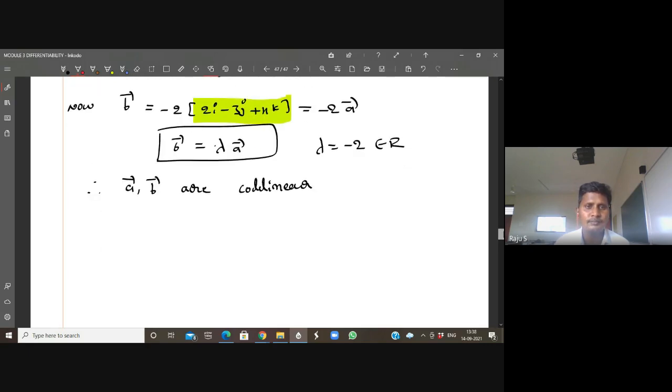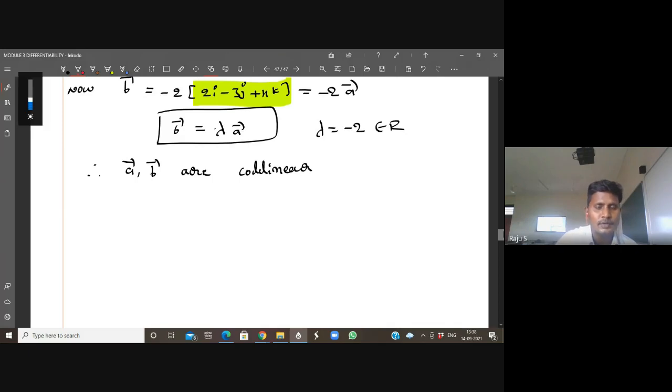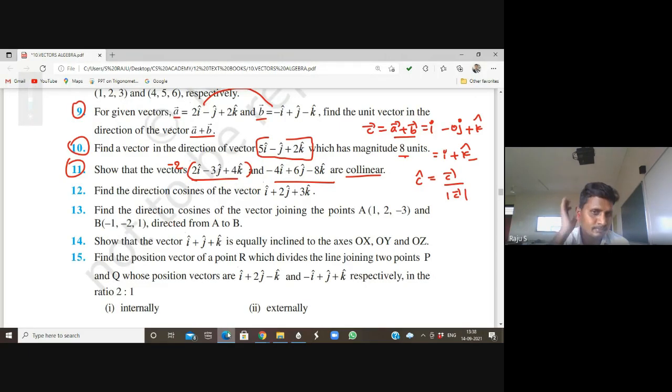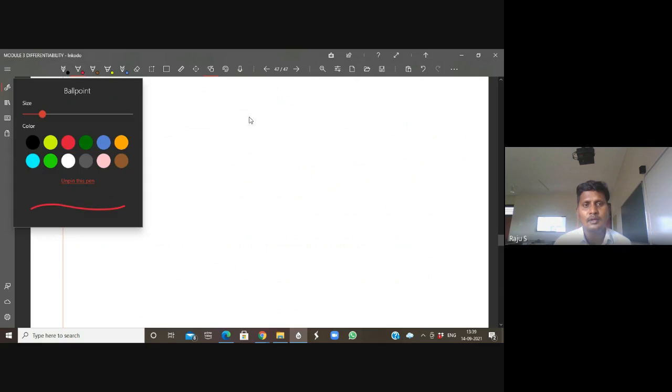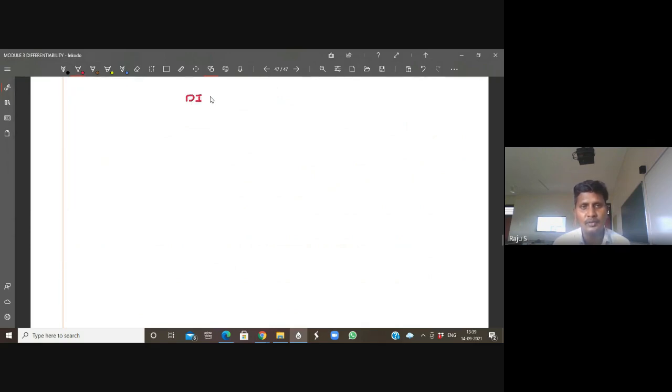Any doubts, friends, here? Next, coming to the next question. Find the direction cosines of the vector joining the points, directed from A to B. Very, very simple. I think for another section I already explained direction cosines.